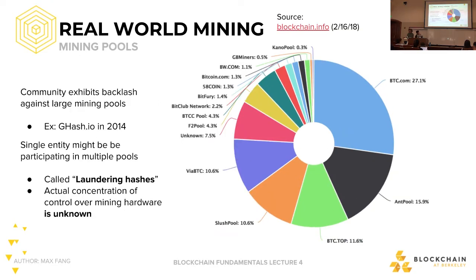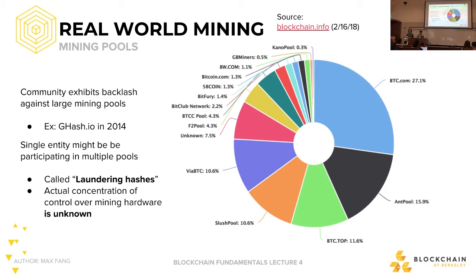So this actually happened in 2014. A mining pool by the name of ghash.io managed to accumulate more than 51% of all the hashing power in the network. Once that happens, it's pretty bad because that one entity can pretty much decide what happens to the blockchain. Luckily, in that case in 2014, the miners participating in the pool pulled out in fear of that. So they pulled out of the pool, and ghash lowered its overall hash rate.